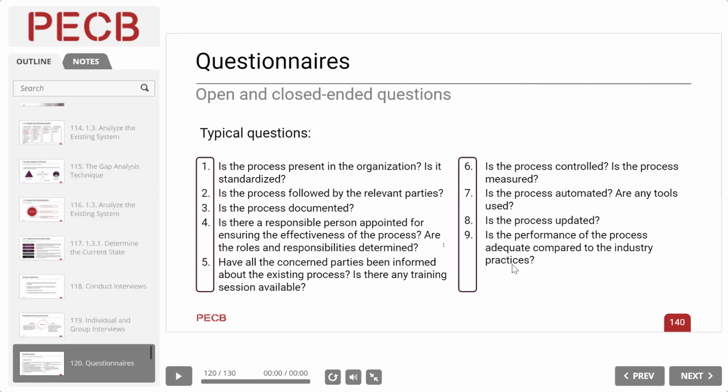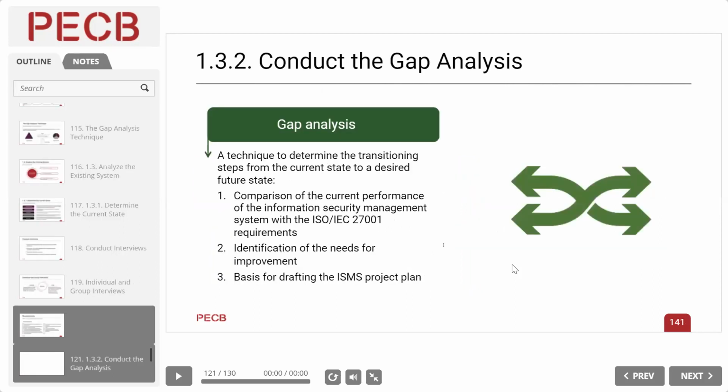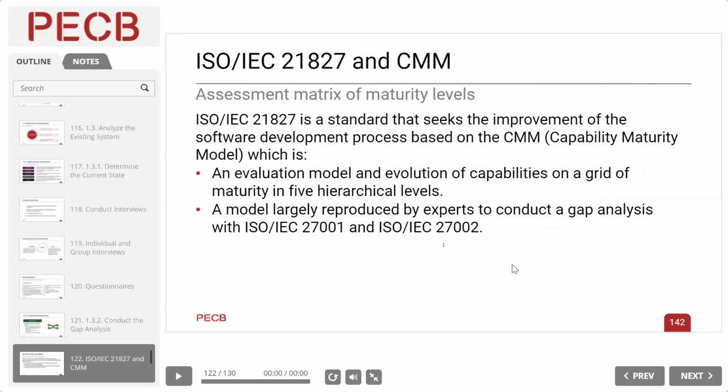Okay. So if you notice, the questions are mainly around the processes. Because we are trying to identify how systems work, how processes work, how the organization operates, and that is based on its processes. Okay. So then there's that comparison. Okay. As I said, with the current state and the desired state.